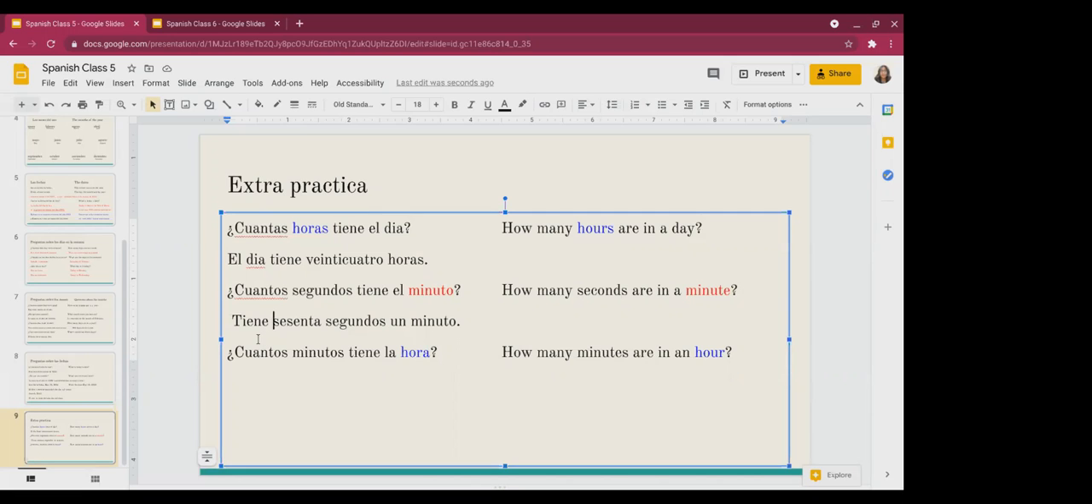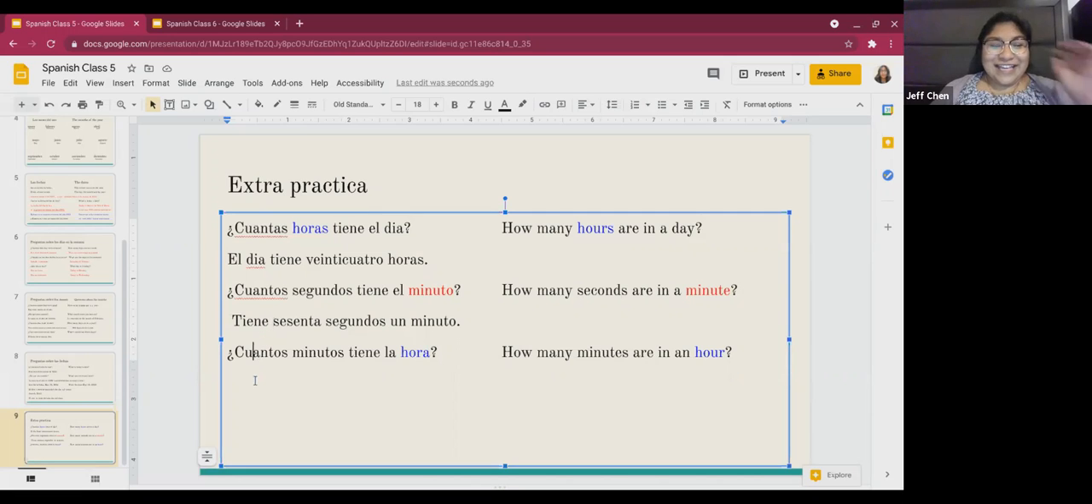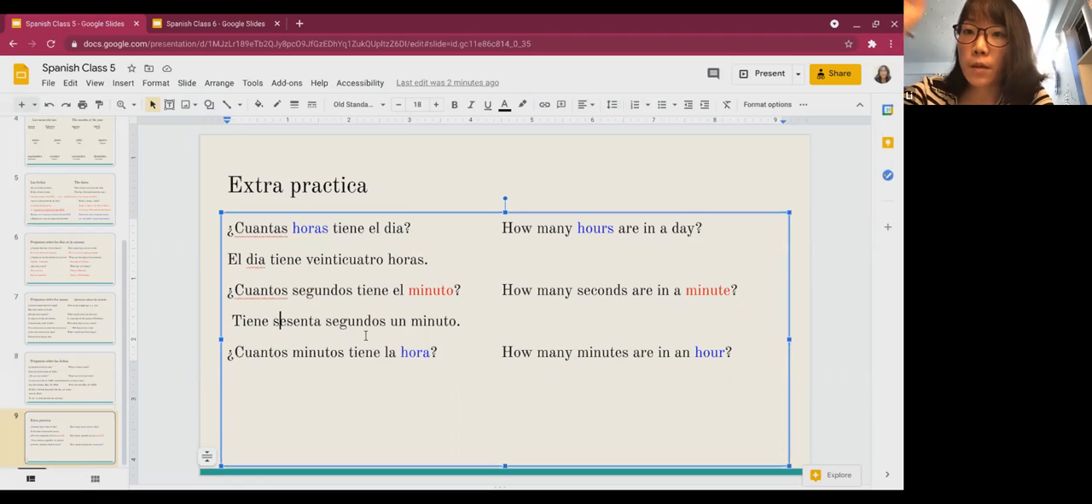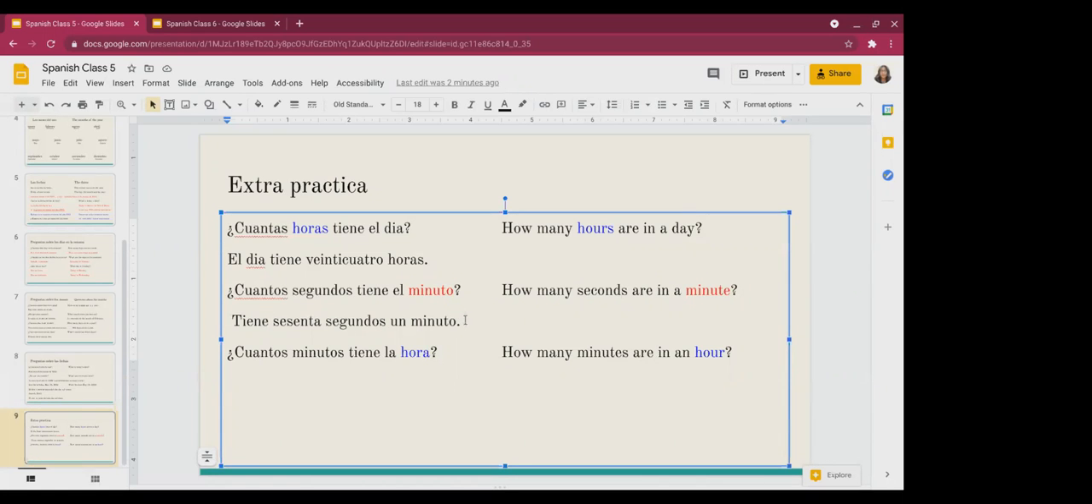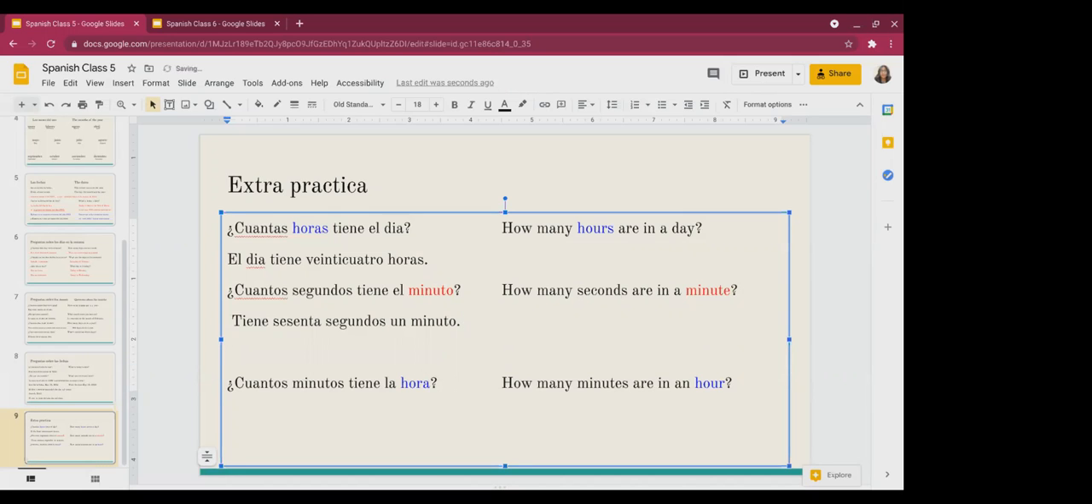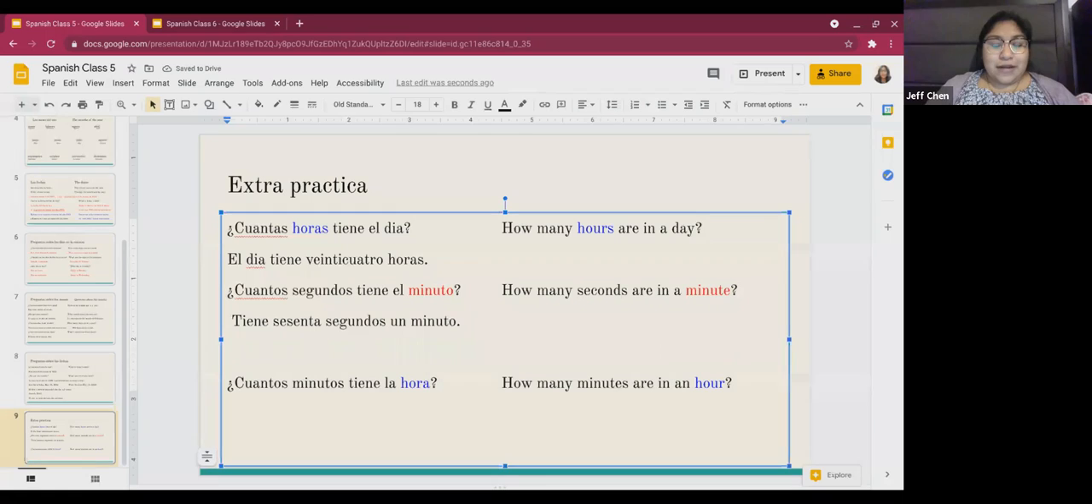That's what I'm always confused about. Yeah, it gets a little tricky. But can we say "un minuto tiene 60 segundos"? You can say that as well. What does it mean? So, in a minute? Yeah, I'll write it down right now.